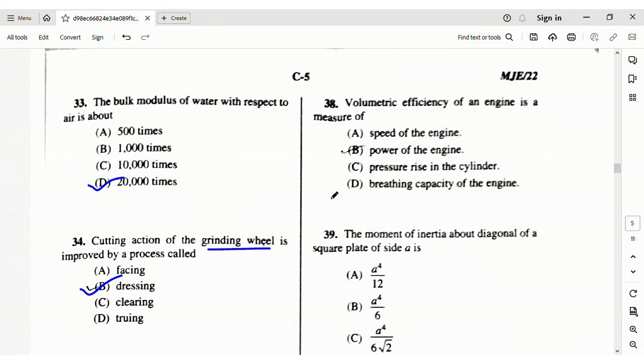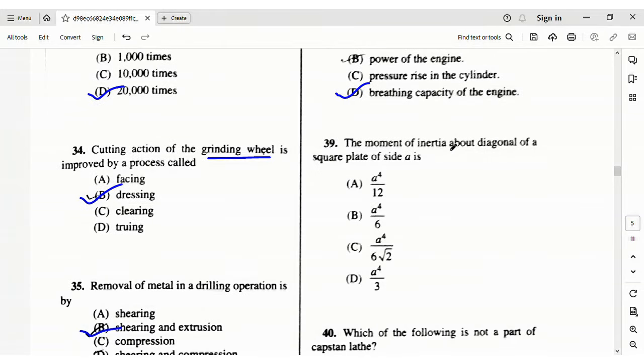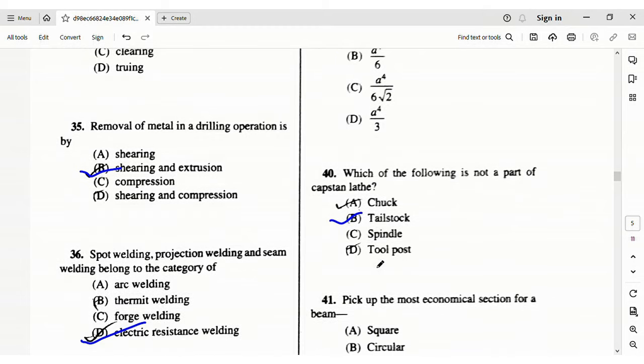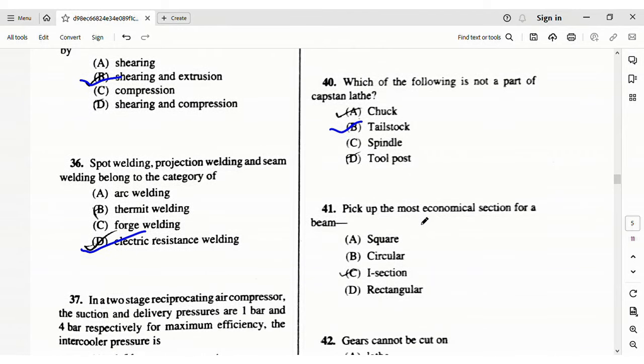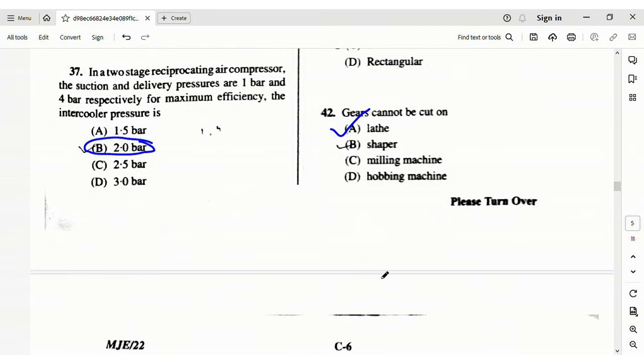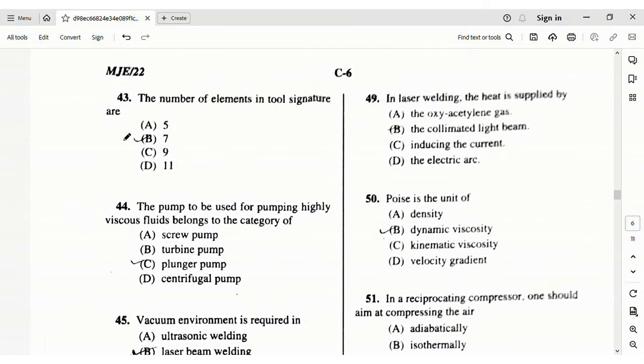Question number 38. Volumetric efficiency of an engine is a measure of breathing capacity of the engine. The moment of inertia about the diagonal of a square plate of side a is a to the 4 by 12. Which of the following is not a part of capstan lathe? That's tail stock. Pick the most economical section for a beam, that is I section. Gears cannot be cut on a lathe. Question number 43. The number of elements in tool signature is 7.